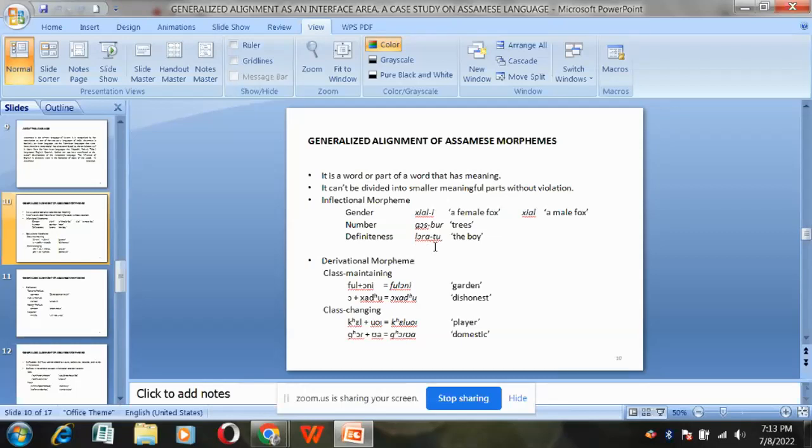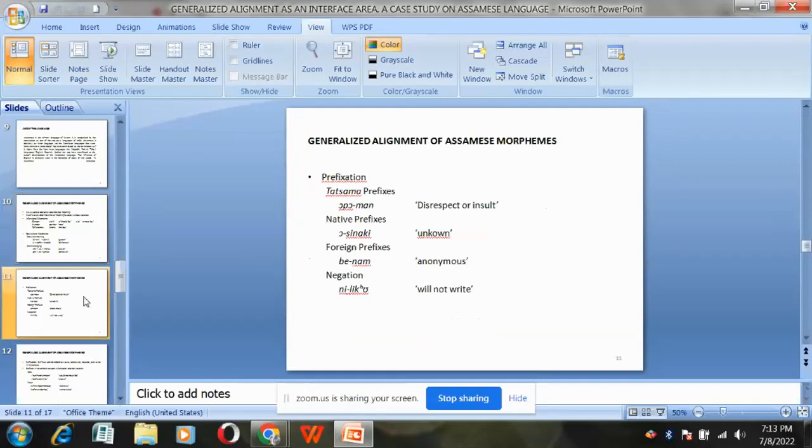Then I would also like to go to the next slide where you mentioned negation and native prefixes. If you look at the native prefix o, o is definitely a negative prefix, and you again mention negation where ni is a negative prefix. So why don't you just include them together in native prefixes where you have o and where you have ni? Why did you separate them? Is there any reason?